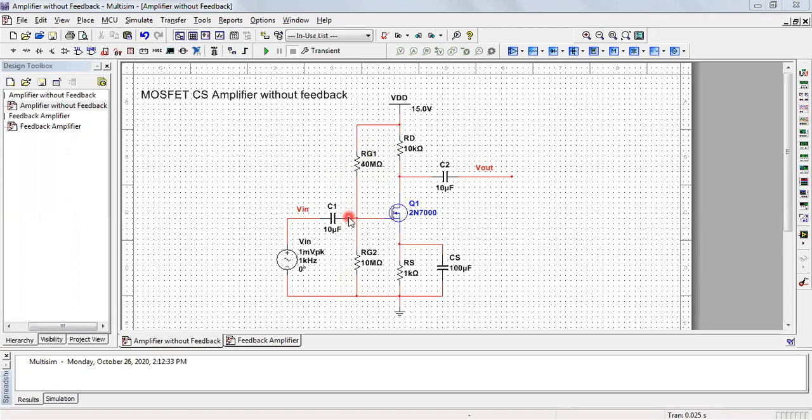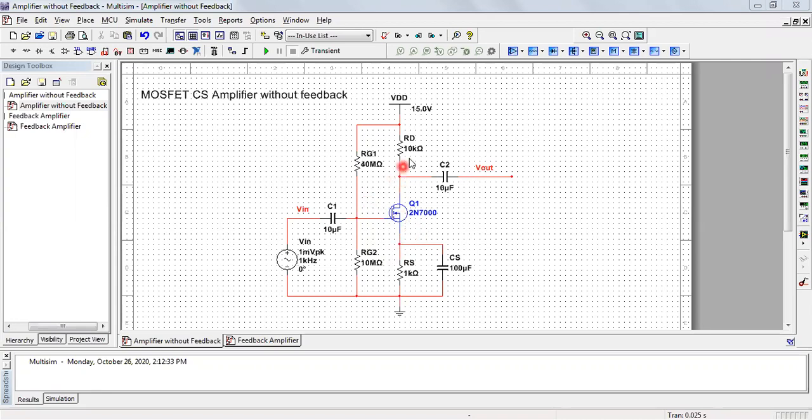So very easily, just by looking at the circuit, we can know this is a voltage divider biasing scheme. And here we can see the source terminal is common between the gate and the drain. The input we are connecting to the gate terminal, and the output we are taking from the drain terminal of the MOSFET. So it is a common source amplifier topology or configuration.